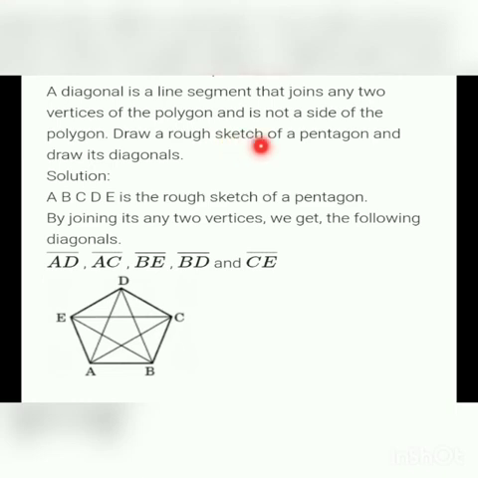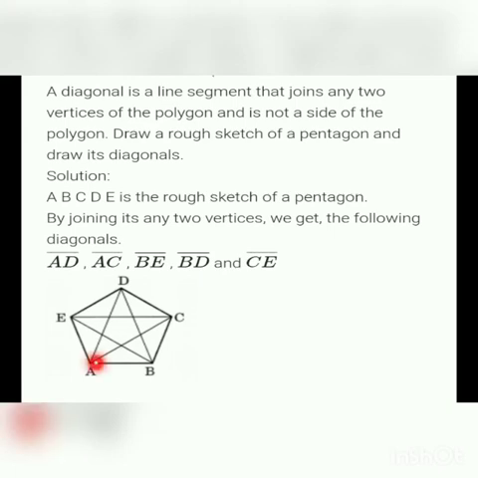Draw a rough sketch of a pentagon and draw its diagonals. So we are going to see what the diagonals of a pentagon are. What is a pentagon? A pentagon is a 5-sided polygon. So first I draw a pentagon. A, B, C, D, E. This is a pentagon. And now we are joining diagonals. So I said, what is a diagonal?